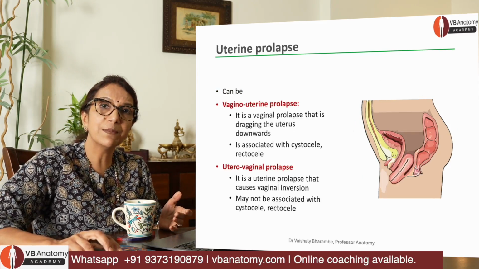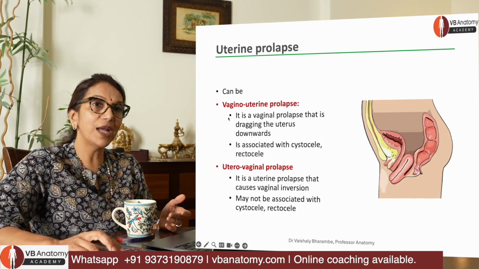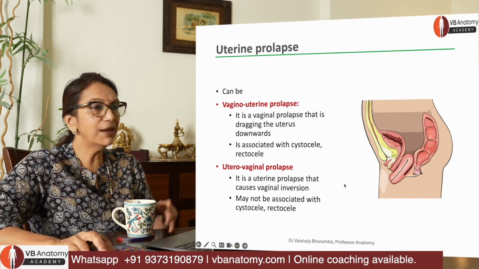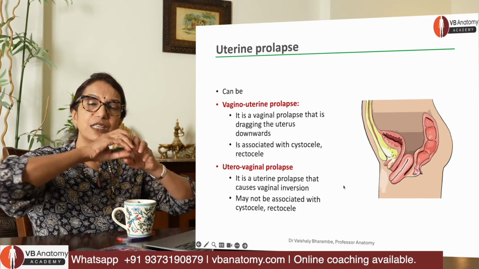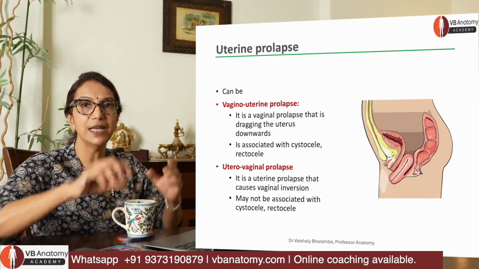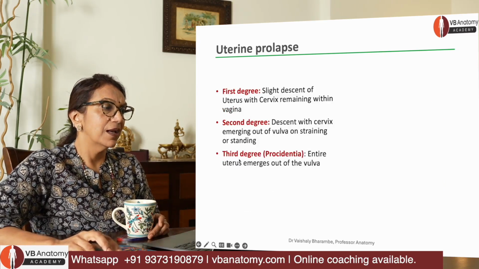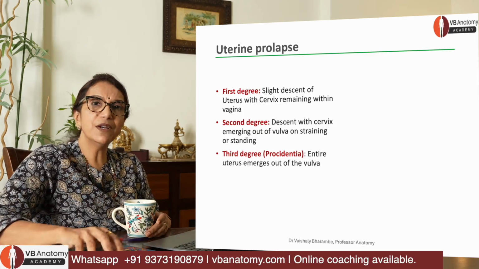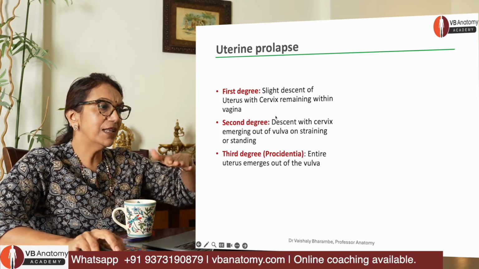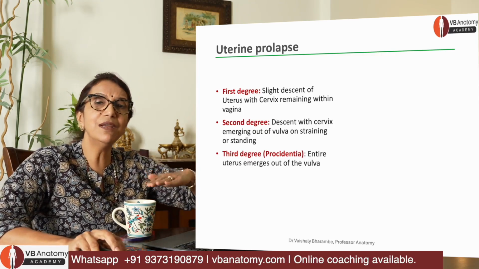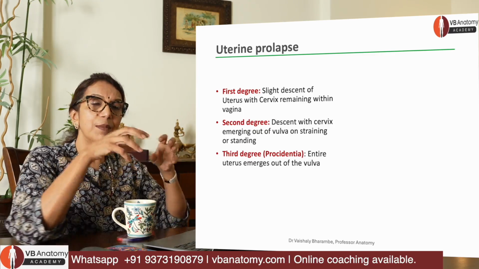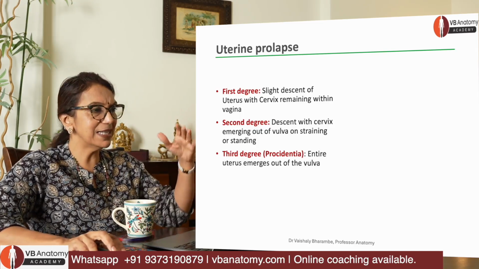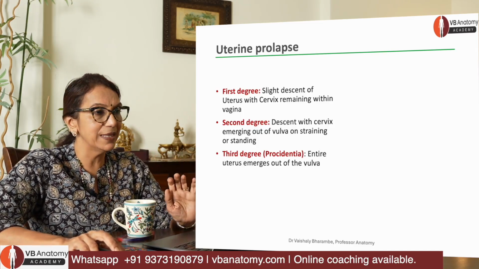So what's a uterine prolapse then? Uterine prolapse can be vaginouterine, when the vagina is prolapsing, carrying the uterus down with it, or you can have a uterovaginal prolapse, where the uterus is prolapsing and the vagina is slowly turning inside out. Depending upon types, they have further subclassified uterine prolapses into first degree, where the uterus with the cervix is remaining within the vagina; second degree, when it's coming out of the vulva; and third degree, when the entire uterus is emerging out. So these are just degrees, but you have to keep them in your mind.